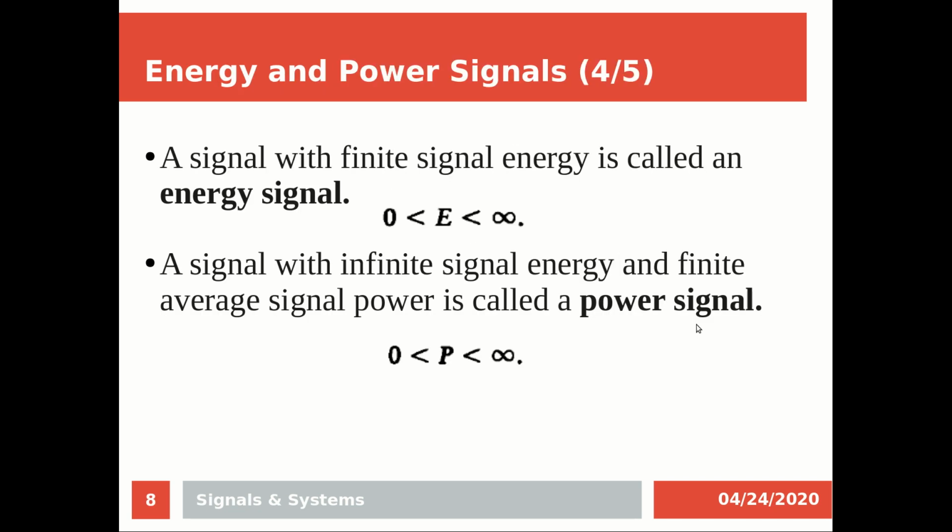Okay, another piece of information you want to know is this: if I have a signal and I calculate the signal energy, and the signal energy gives me a finite number, like 0.4 or 0.5, then we call this an energy signal, because the signal energy is not zero and it is not infinity. Its energy is not so high that it goes to infinity.